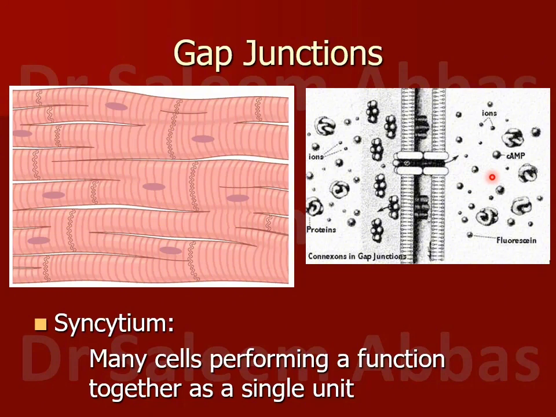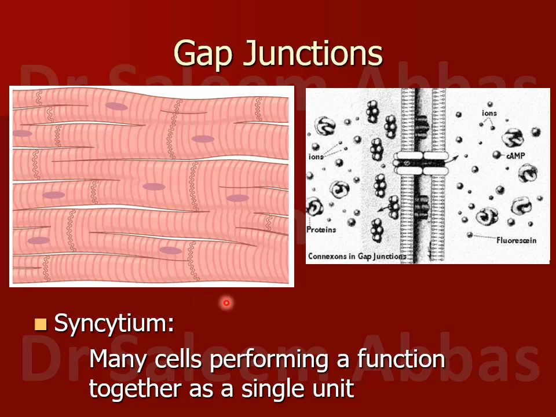so all the cells are excited at the same time, and all the muscles which are excited at the same time will also contract at the same time, as if they are a single muscle or a single unit. This phenomenon in physiology is known as syncytium. So many cells performing a particular function together as if they are a single unit. This property is known as syncytium, and the cardiac muscle is a syncytium.